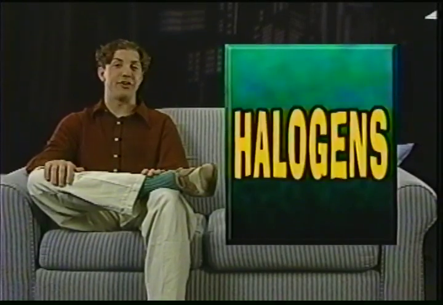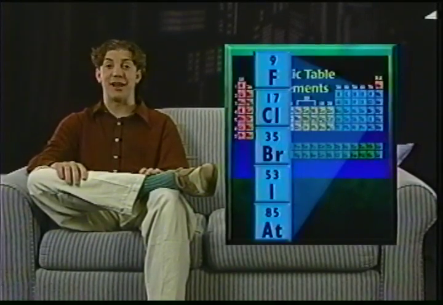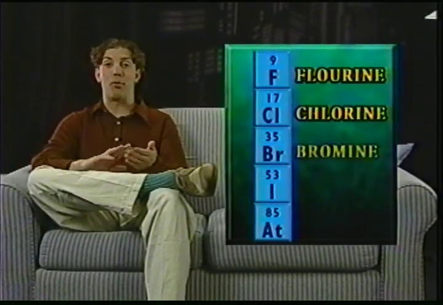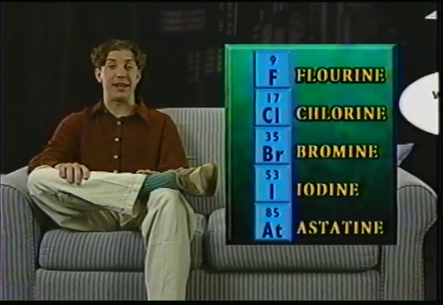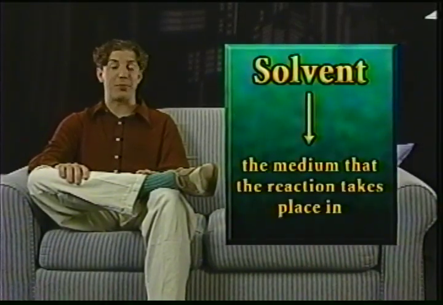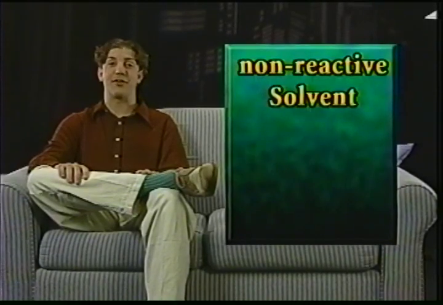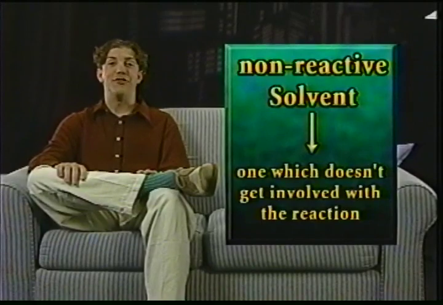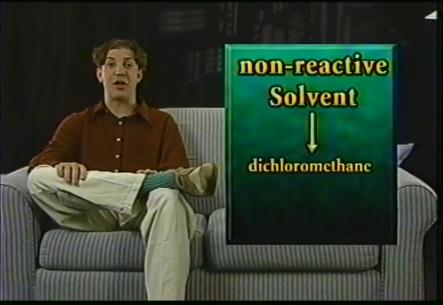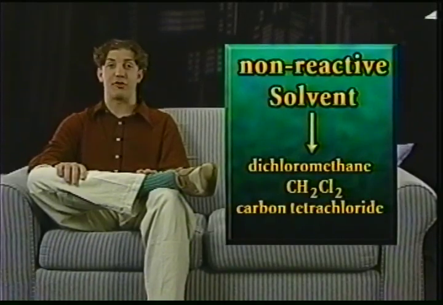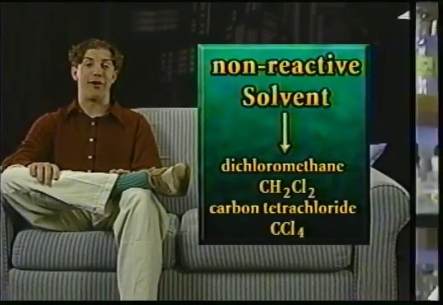First, we know halogens. They're found in column 7A of the periodic table, and they include fluorine, chlorine, bromine, iodine, and astatine. Second, a solvent is the medium that a reaction takes place in. A non-reactive solvent, then, is one which doesn't get involved with the reaction. Non-reactive solvents include dichloromethane, CH2Cl2, and carbon tetrachloride, CCl4.